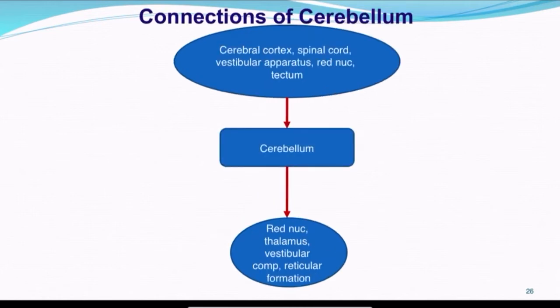Now coming to in general connections of cerebellum, the cerebral cortex, spinal cord, vestibular apparatus, red nucleus of midbrain, tectum of midbrain, all these will send their impulses to cerebellum to process them further. The cerebellum processes all these impulses, and then it sends out efferents to red nucleus, thalamus, vestibular complex and reticular formation. Connections of cerebellum and the functional significance of each of these tracts you'll be studying in detail in sessions in physiology.